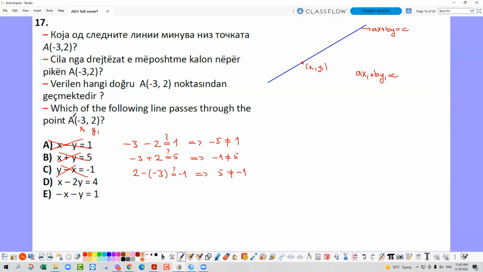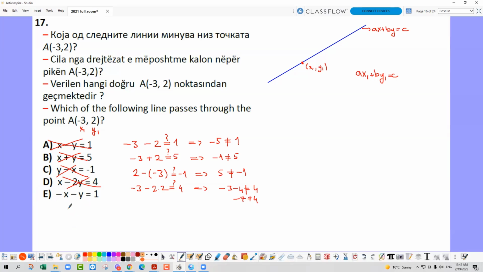The first one, I'm solving D: minus 3 minus 2 times y is equal to 2. Is it equal to 4? As you see, it is not. Minus 3 minus 4 is not equal to 4, which is minus 7, is not equal to 4. So we eliminate this one. So the answer should be E.